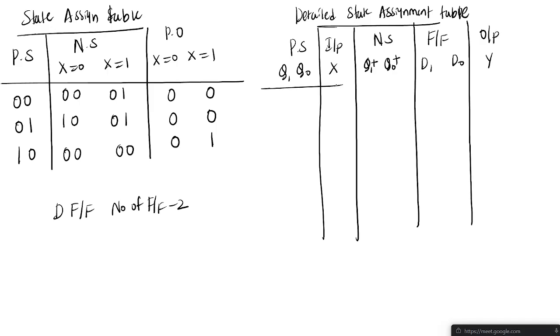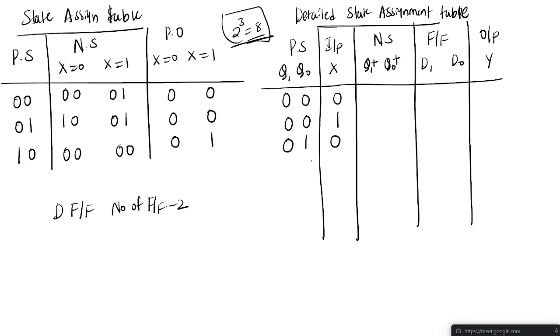Output Y. Okay. See here, three inputs are there. How many possible combinations? 8, no? 8. So 000, 001, 010, 011, 100, 101, 110, 111. Yeah. So see here, I am just dividing.